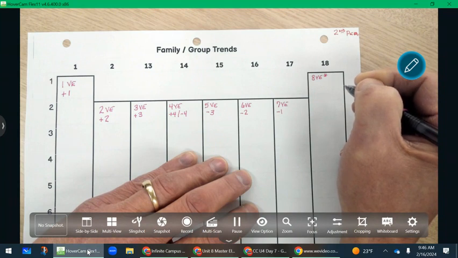Come on, come on. Must be an exception if I put an asterisk by it.